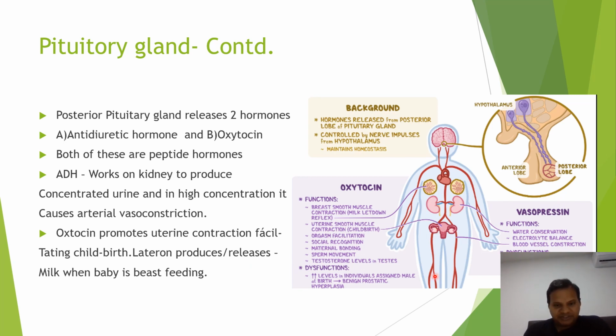So basically, you can see it. Breast smooth muscle contraction, the milk letdown reflex it creates, then uterine smooth muscle contraction, orgasm facilitation, then social recognition, maternal bonding, sperm movement, testosterone level in testis, dysfunction. If there are increased levels in individuals, benign prostatic hyperplasia will happen.